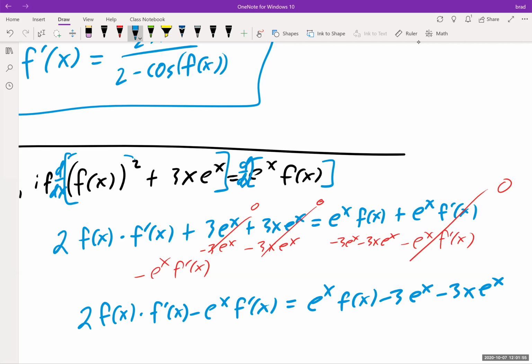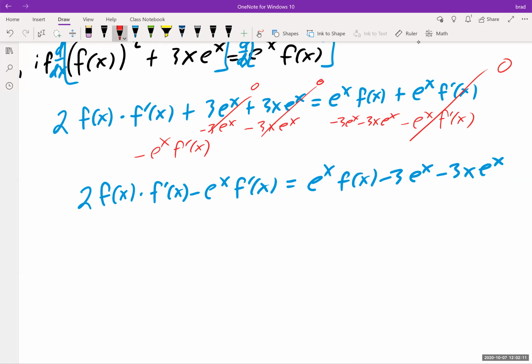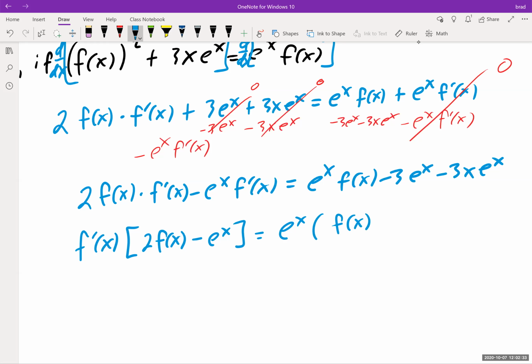Let me double check. Let me go over everything and make sure I didn't mess anything up. So minus 3e to the x minus 3x e to the x, and then e to the x times f of x. I think that looks good. Okay, so now we're back to where we were in the previous problem. We notice that we have an f prime here and an f prime here. So what I'm going to do is factor out f prime of x, and that'll leave me with 2f of x minus e to the x. And that equals, now these guys all have an e to the x, so I'm going to factor this out. Maybe that'll help me clean up at the end.